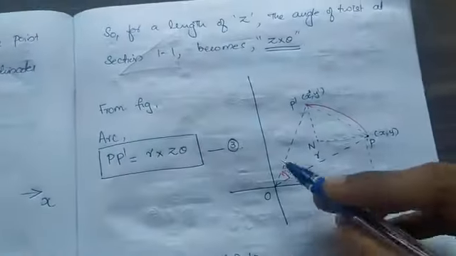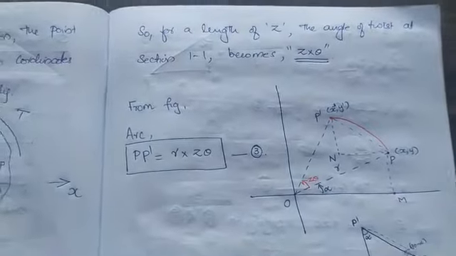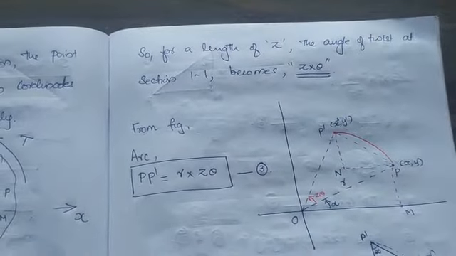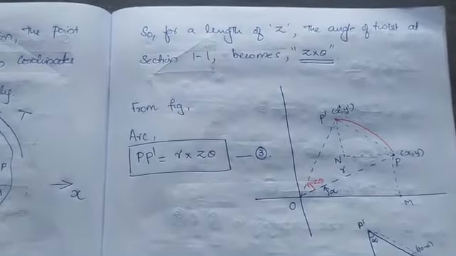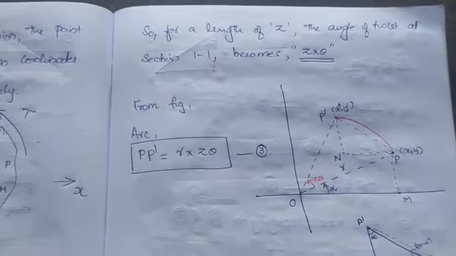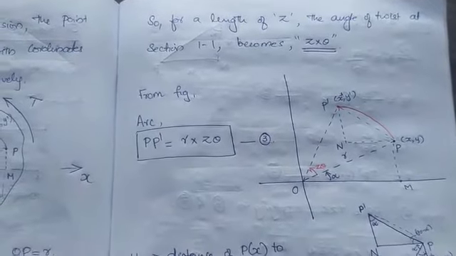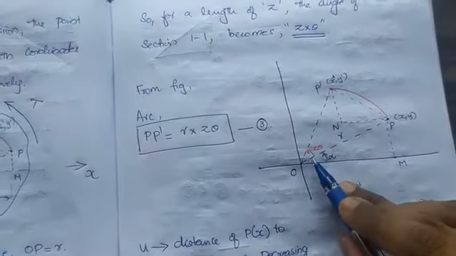So the angle of twist at z distance will be z theta. I hope you are clear. Angle of twist per unit length is theta. So the angle of twist for z distance from the left position will be z theta. I hope you are clear now.